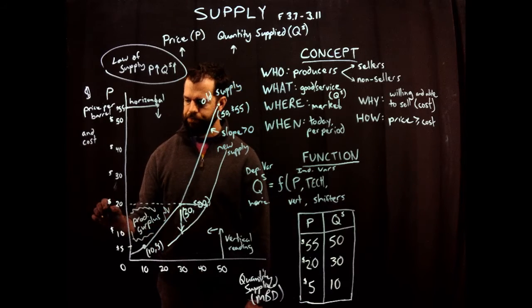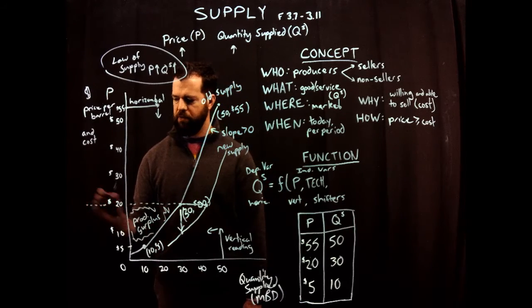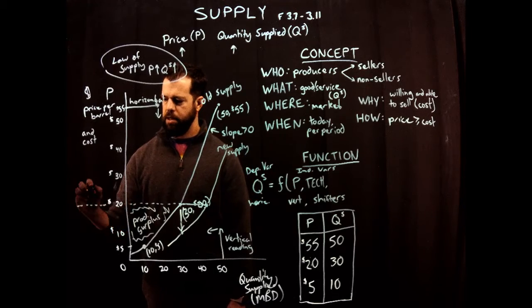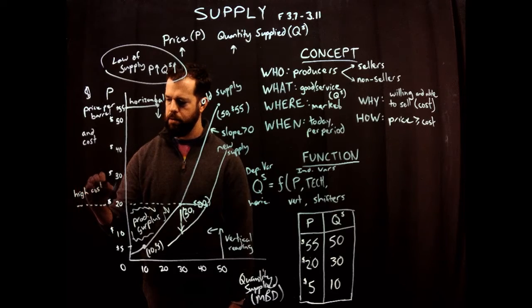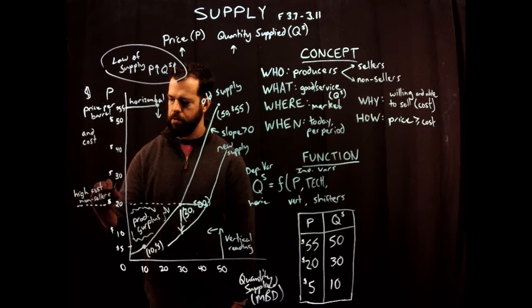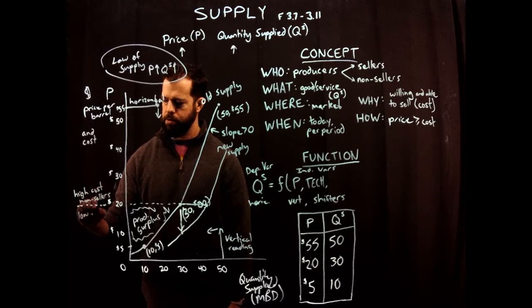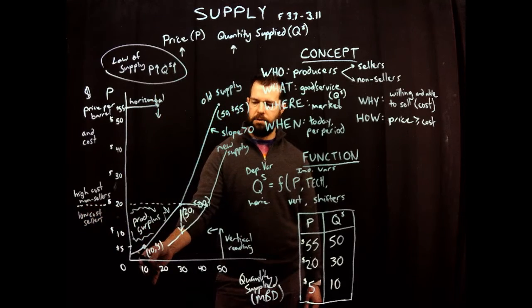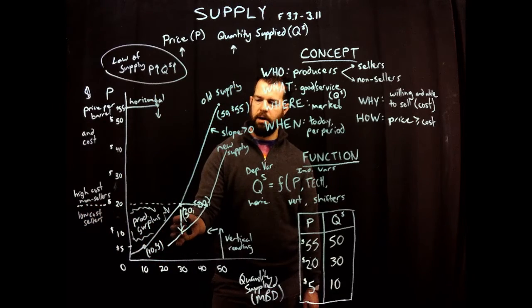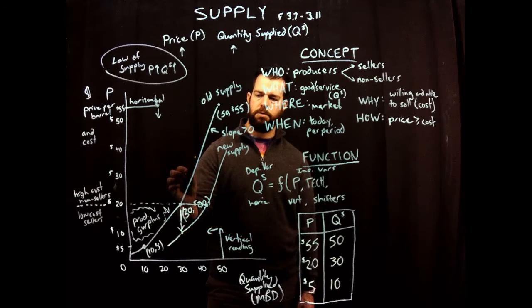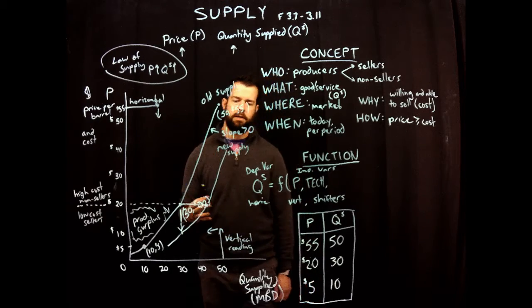All right, so what does this also mean? Well, it means that if the price is 20, this separates the high cost non-sellers from the low cost sellers. So all the sellers who can produce units for less than the price of $20 will get to sell the product, and those who are higher cost producers or have higher cost production units, those units will not get sold.